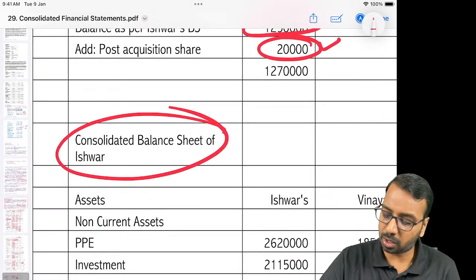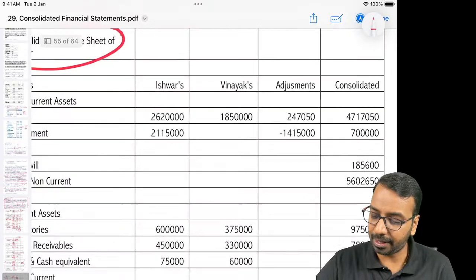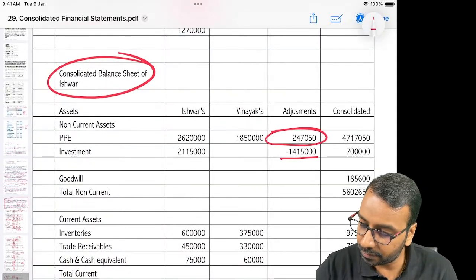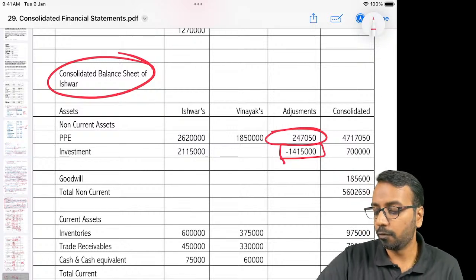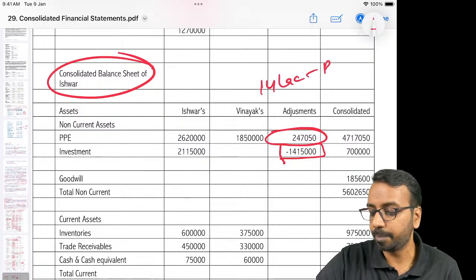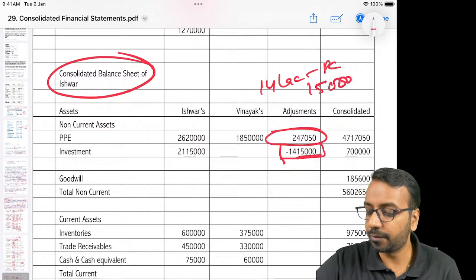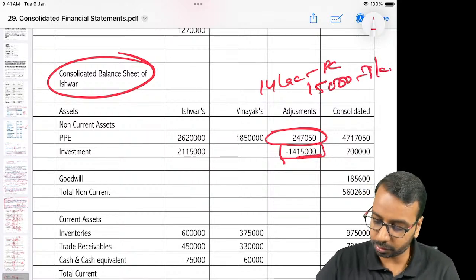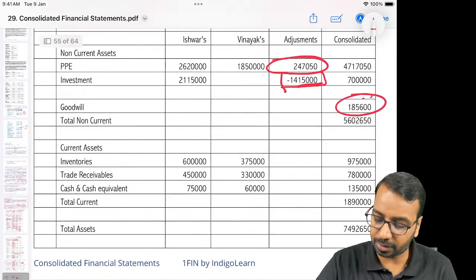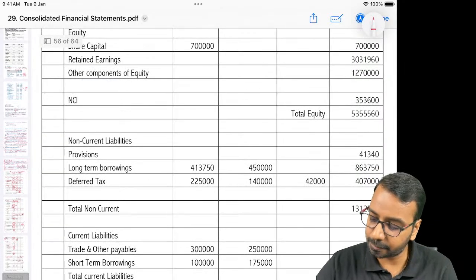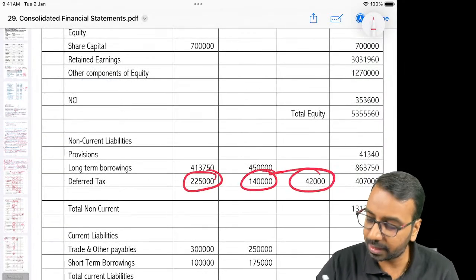Then you can prepare the consolidated balance sheet of issuer and Vinayak. Adjustments to be made in PPE. Investment we have to reduce 14 and 15. 14 lakhs is your purchase consideration, and the 15,000 that you are removing is your transaction cost. Okay, goodwill will be calculated after impairment and other adjustments. Then deferred tax as per the balance sheet plus final consolidated number.